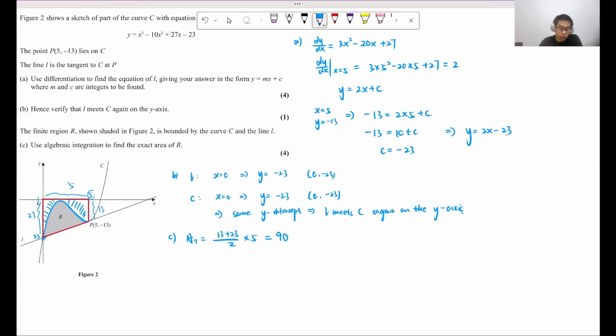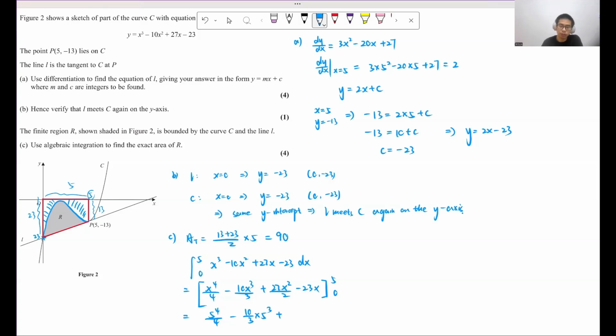Now we just have to integrate the curve between 5 and 0 to work out the blue area. So we integrate between 5 and 0 for x cubed minus 10x squared plus 27x minus 23 dx. That'll be plus 1 to the power divided by the new power for each term, and then minus 23x, between 5 and 0. Substituting in 5, we have 5 to the power 4 over 4, minus 10 over 3 times 5 to the power 3, plus 27 over 2 times 5 squared, minus 23 times 5. And if we substitute in 0, it's all 0.